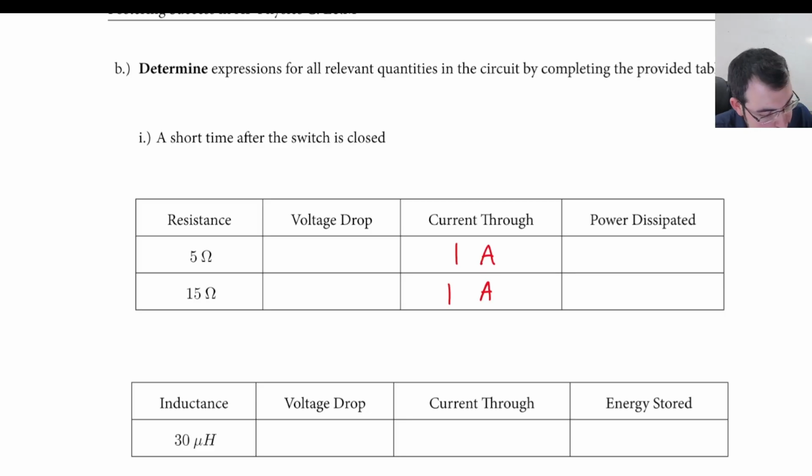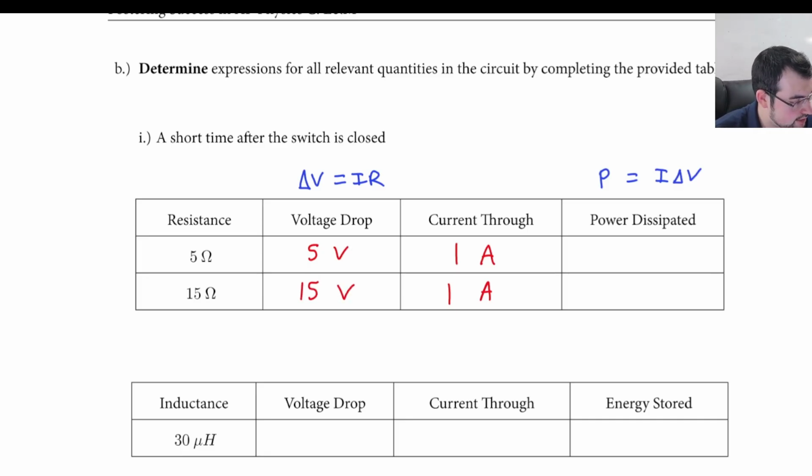And we can get the voltage drop by delta V equals IR, and the power by P equals I delta V. Voltage drop, really easy, right? It's just V equals IR, and I is 1. So you are 5 volts, and you are 15 volts. Power dissipated, I delta V, 5 joules per second, so 5 watts. 15 joules per second, 15 watts.